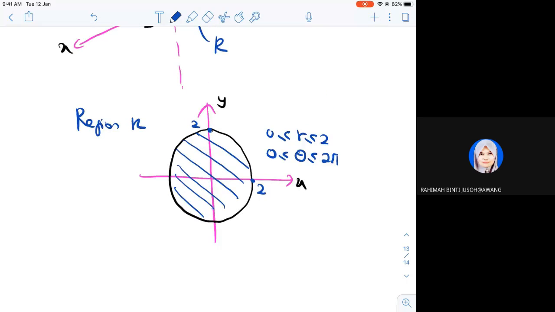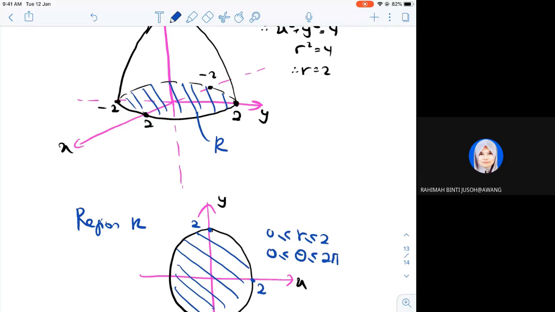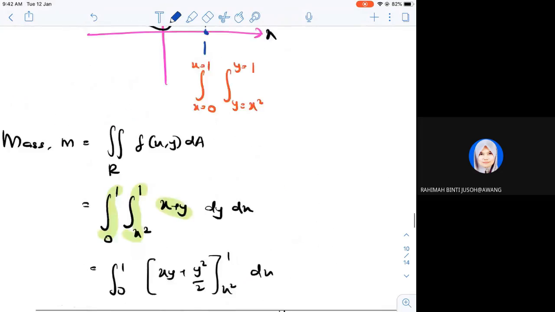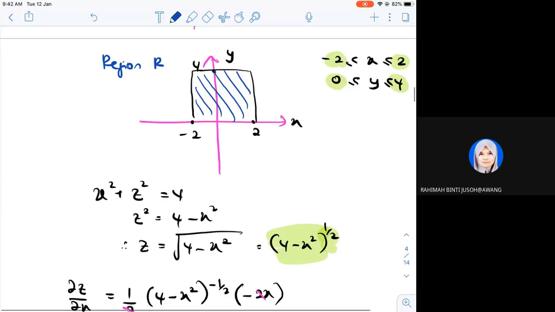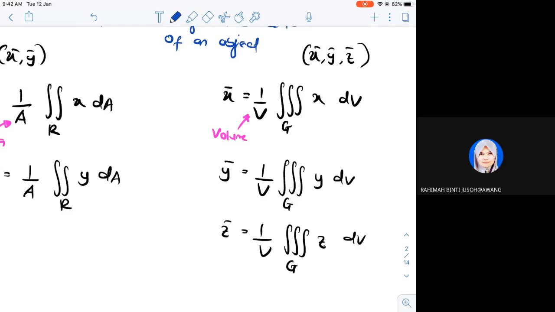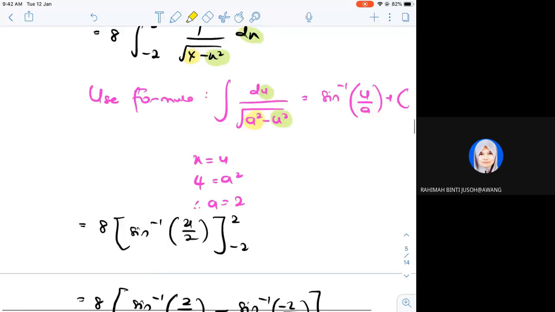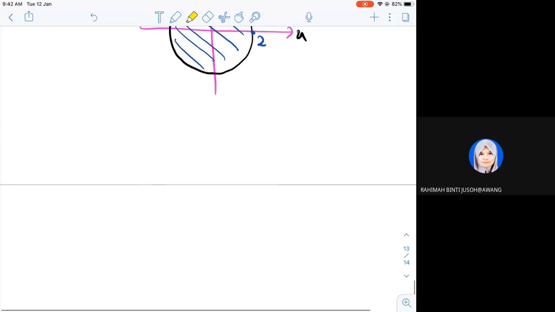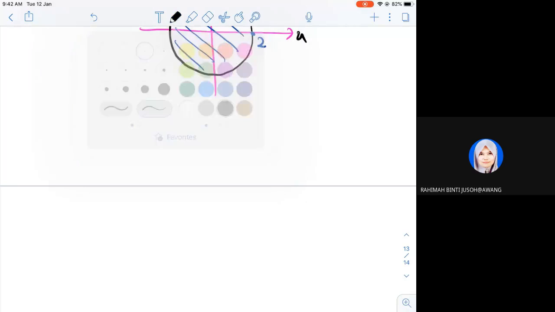Alright. First, what we should do is, in order to find the centroid, we need to find the volume. Sebab bila 3D, kita kena calculate volume. Tengok formula atas ni. Kalau centroid 3D, you have to calculate the volume first. So let us calculate the volume of this paraboloid. Volume.